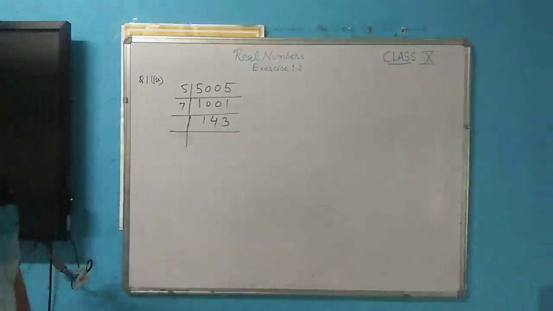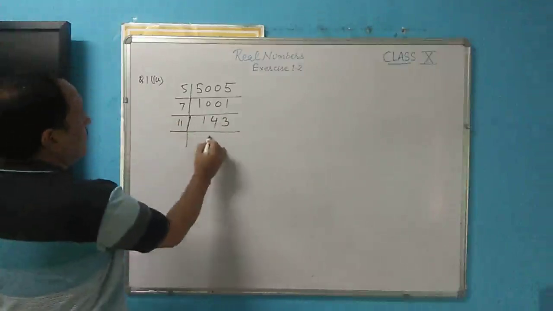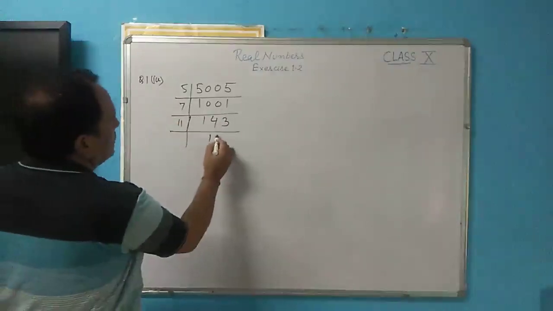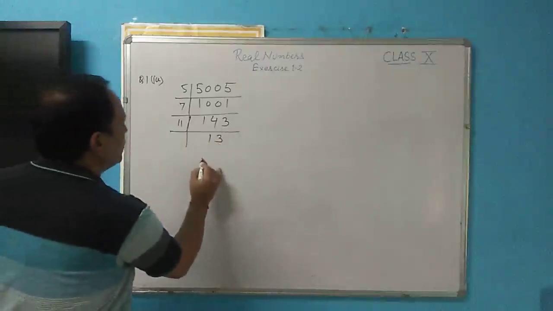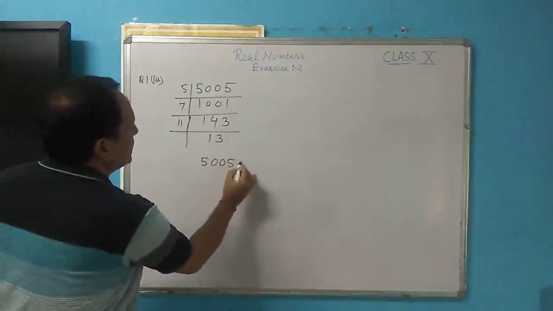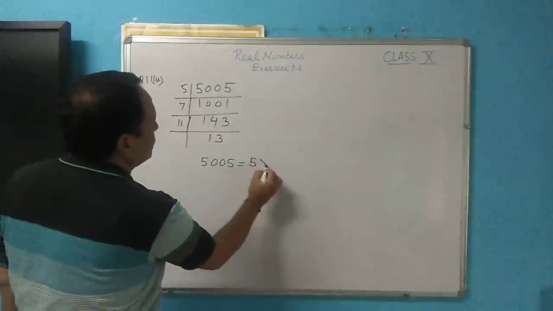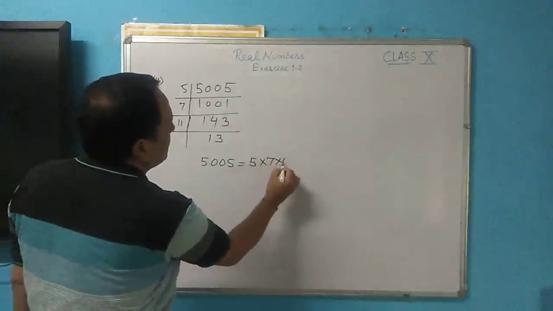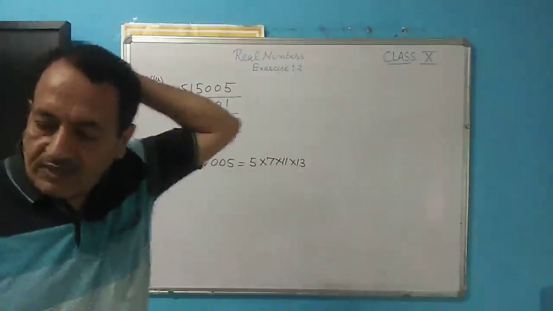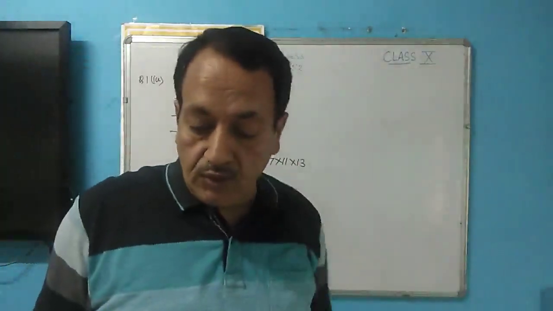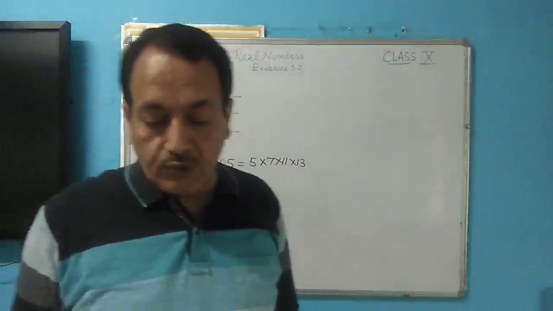Again, it will be divisible by 11. 11 times 11 is 121, 11 times 3 is 33. So 5005 can be written as a product of prime numbers: 5 into 7 into 11 into 13. In this way we can factorize a number into its prime factors. The remaining parts you can solve.